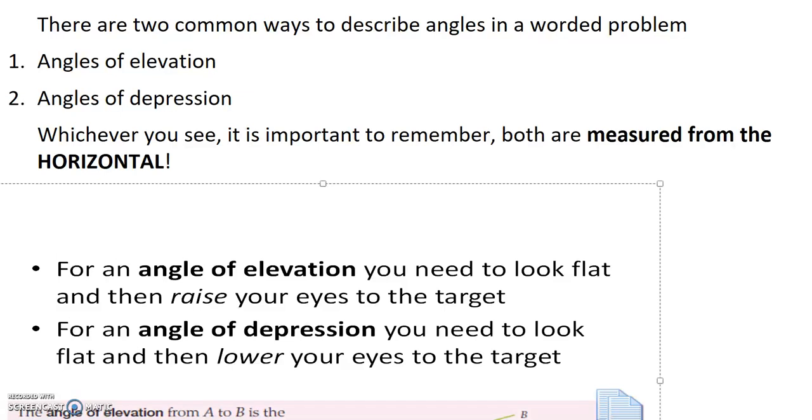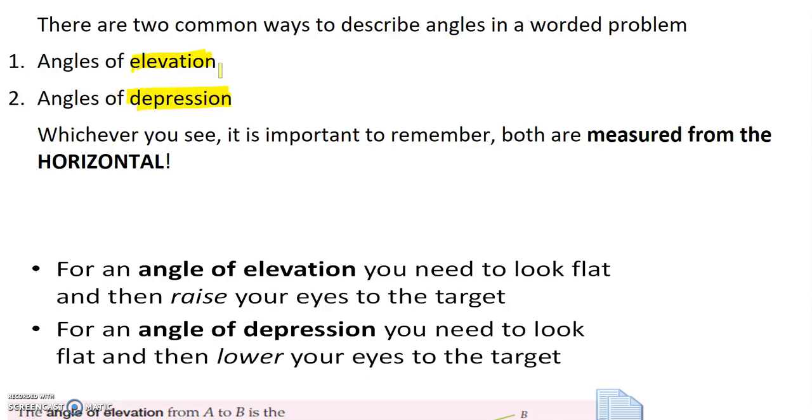Okay, today we're going to talk about angles of elevation and depression. These are the two common ways to describe angles, and this is generally in word problems where we're talking about people who are either elevating from their eye level or actually looking down. The special names given to those types of angles are angles of elevation and angles of depression. Now, let's first identify what they are.